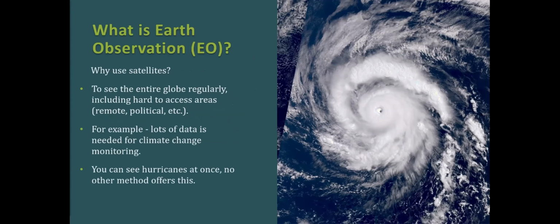So what is Earth observation? Essentially, Earth observation is gathering information about planet Earth. And the context here is satellite-based remote sensing. So why use satellites? They allow you to see the entire Earth regularly, and this includes hard to access areas, either they be physically remote, politically remote, etc. Also, lots of data is needed for climate change monitoring, and satellites can provide that. You can also see hurricanes all at once, and no other method offers this, as you see in this example right here.